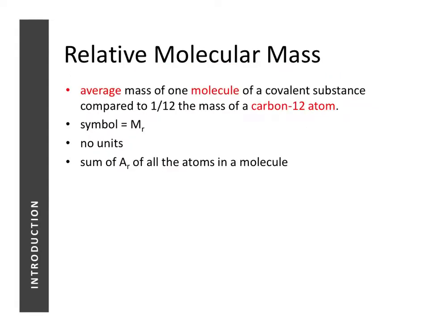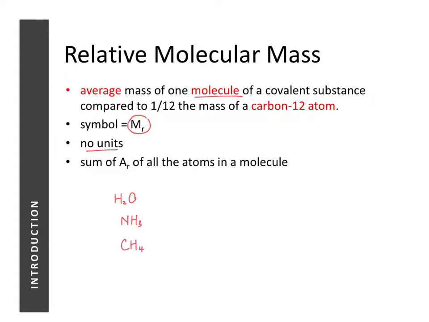So as mentioned, relative molecular mass is the average mass of one molecule of a covalent substance compared to 1/12 the mass of a carbon-12 atom. It has a symbol of Mr. Again, as long as you see the term relative, it has no units. How we get the value is to sum up the atomic masses of all the atoms in the molecule. Let's look at some very common molecules that we have encountered: water, ammonia, and methane.